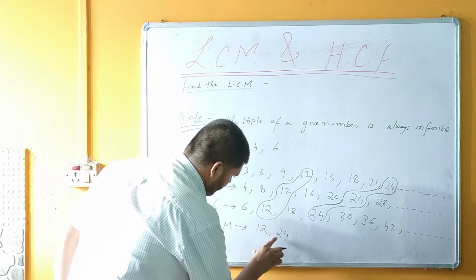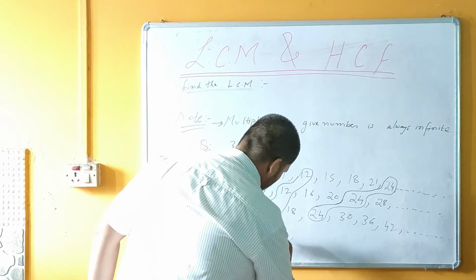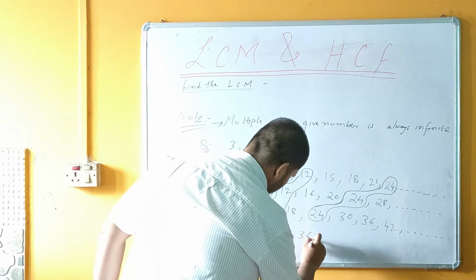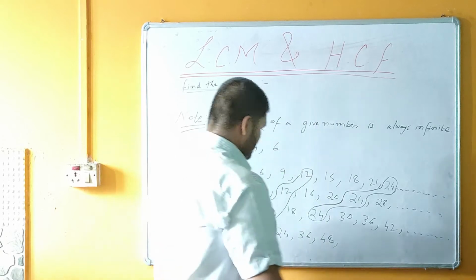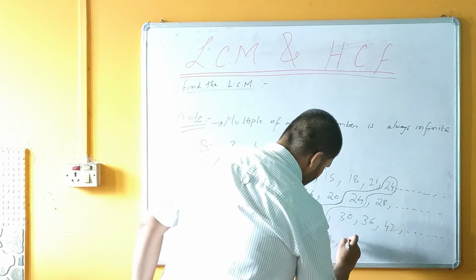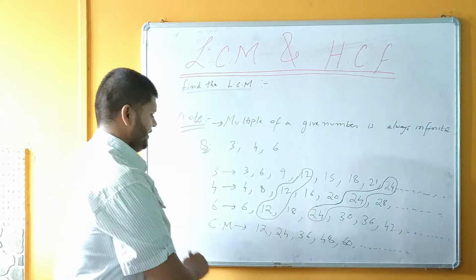That means this is forming the table of 12. So we will just write over here. 12 2s are 24, 12 3s are 36, 12 4s are 48, 12 5s are 60. Okay, in this way it will continue up to infinity.